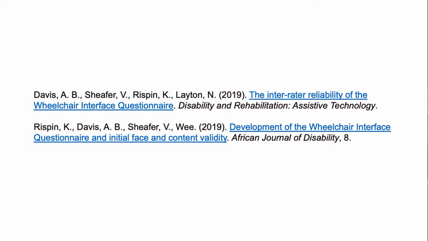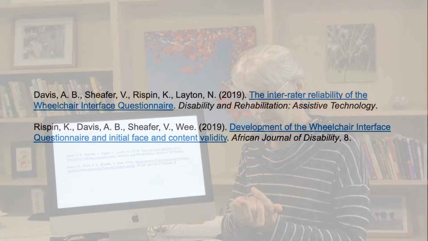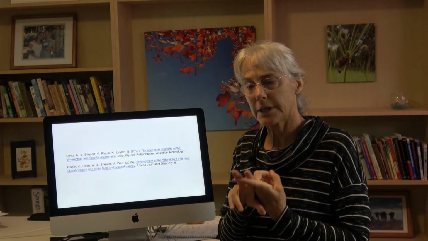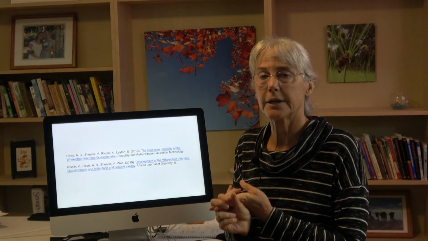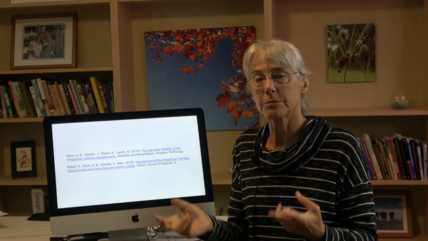Here are two of the papers validating it, and it's had both inter-rater reliability and construct and content validity papers published, and it's also been used in studies.